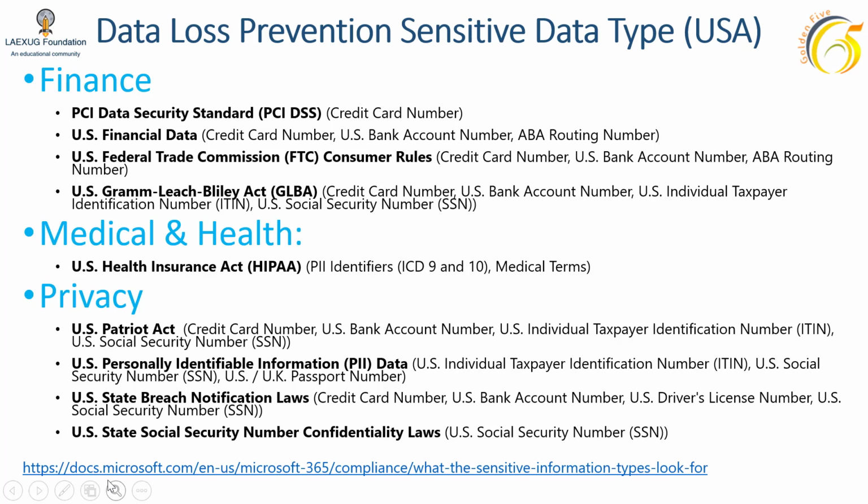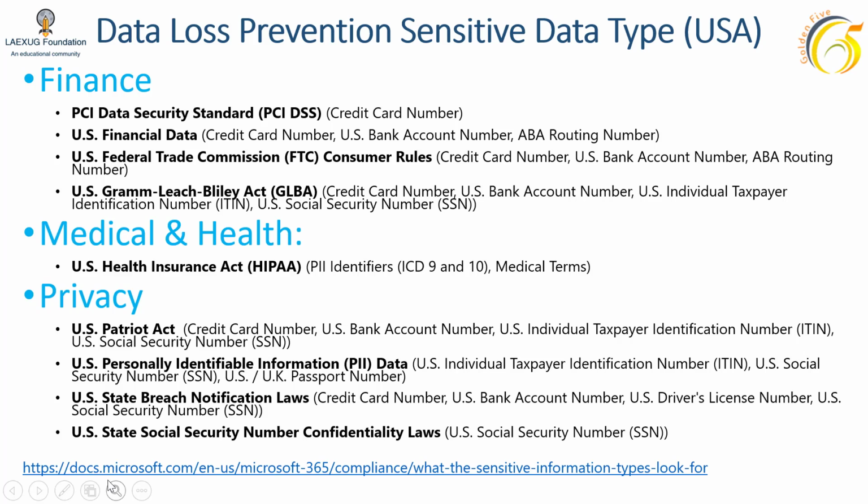So for finance, if you select DLP and select finance data, it will give you 4 options: PCI data security standard, US financial data, US Federal Trade Commission consumer rules, and the US Gramm-Leach-Bliley Act, GLBA. You might have heard about it if you work in security a little bit.